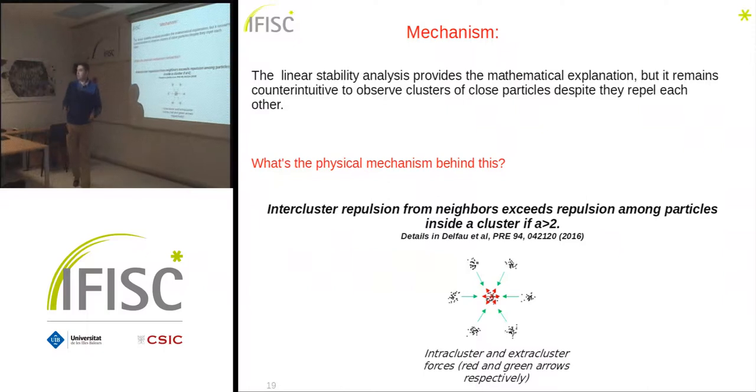It's the biological or, let's say, physical mechanism, I repeat. Because the intercluster repulsion from neighbors exceeds the repulsion in the particles. And this appears typically inside the cluster if A is larger than 2. This is the physical mechanism. Let's say, I will go more into details of this.